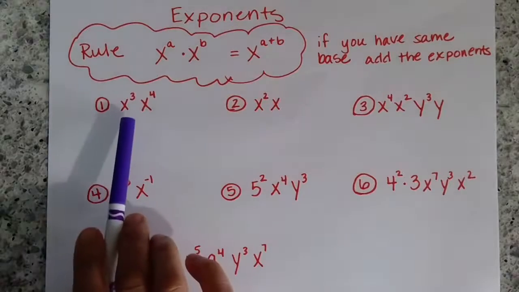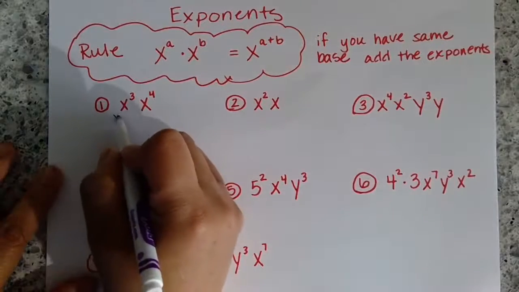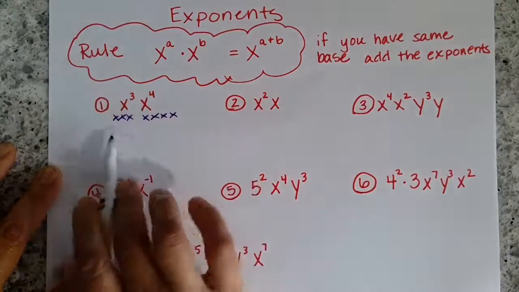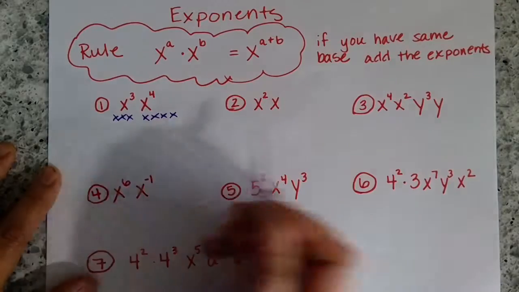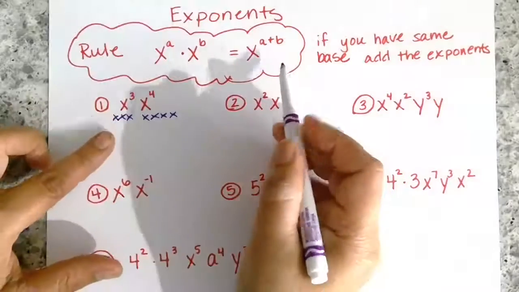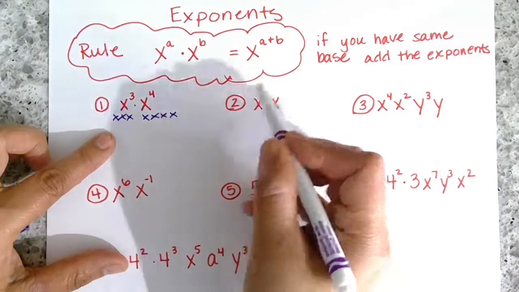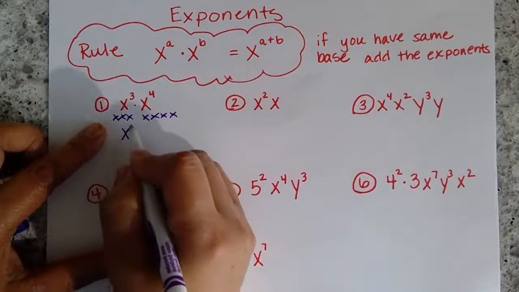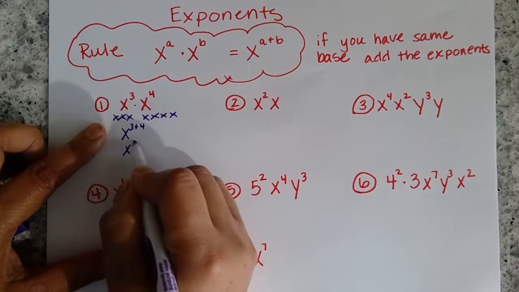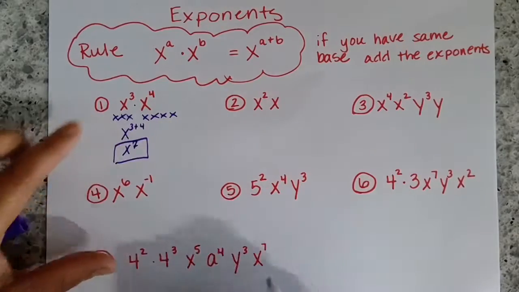So here you have x to the third times x to the fourth. This really means you have 3 x's and 4 x's. Don't draw it out. I mean, you could for your notes, but all the rule says is if you're multiplying these, then you're just going to go ahead and add it. So this is x to the 7th. And that's a 7 right there.